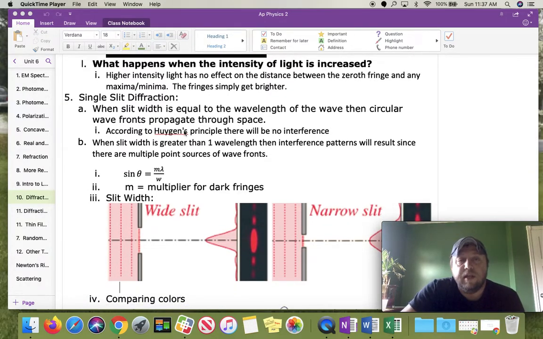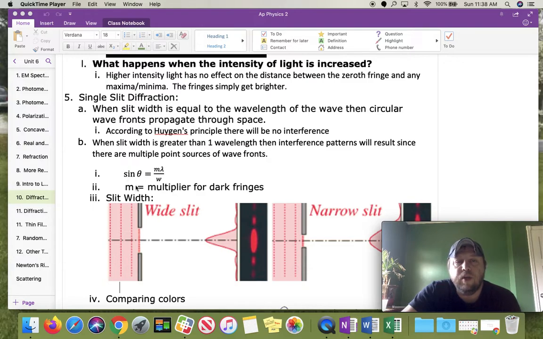Even on single slit diffraction, even though we're saying that it results in a perfect circular wave, there is some interference that occurs on the fringe. Okay, so now we just use the slit width, it's not the distance between the slits. So when the slit width is equal to the wavelength, then we should just have a perfect circular wave. But if we get just slightly bigger than that, there will be interference that occurs on the fringes.